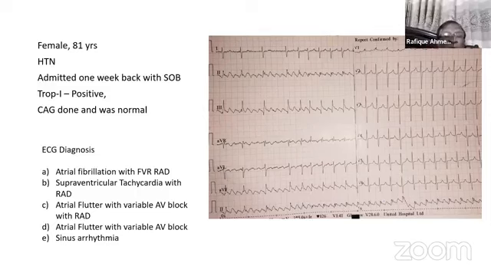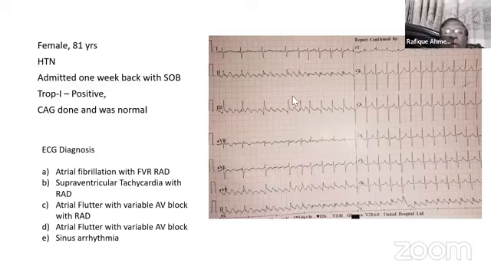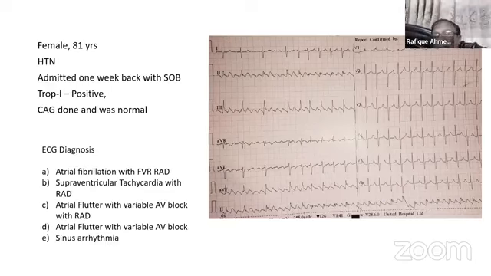Atrial flutter with variable block, C and D, both are correct. And the question is, is there right axis deviation? So if we look at lead one, initially it looks like the positive and negative components are both the same. If that was true, then it's 90 degrees, but it's a little bit more negative than positive. So that is right axis deviation. The reason I presented it this way is that when you answer a question, there should be rationale for each answer. I give you the rationale, and then I try to explain why that answer was not correct. That is a good way of analyzing this kind of ECG.